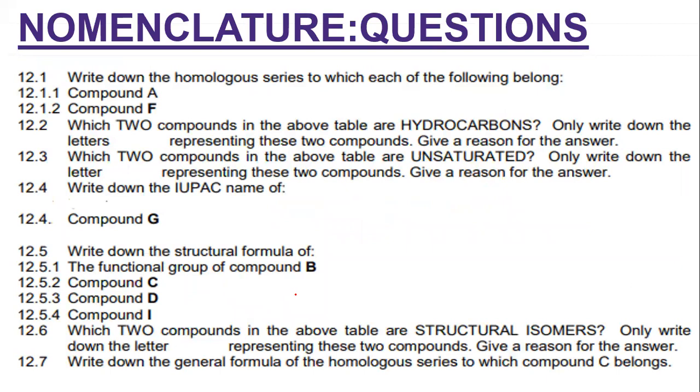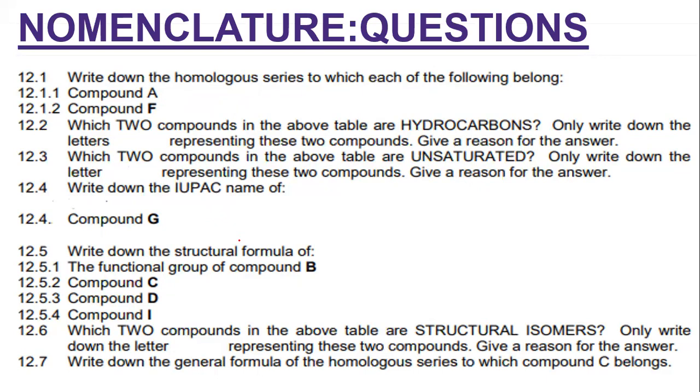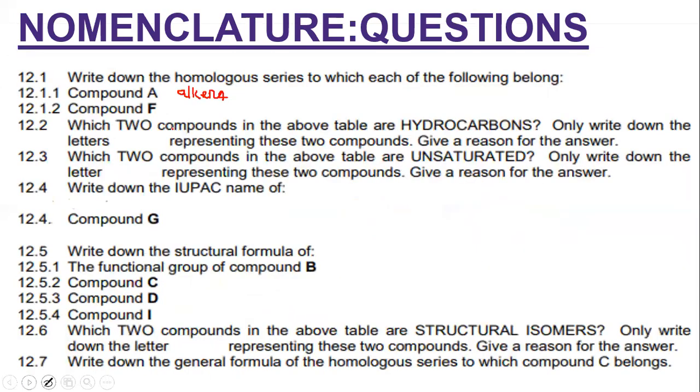It says, write down the homologous series to which each of the following belongs. So they start with A, okay? So we already said it, okay? We already said it. A, we said it's an alkene, okay? So we already said it that A is an alkene because we saw a double bond between the carbons. A is an alkene. And they speak of F, so let's go and look at compound F. Compound F, I just mentioned that it's a carboxylic acid because of this carboxyl group, the COOH, okay? So that's a carboxyl group, okay? So because of that F, it would be a carboxylic acid.